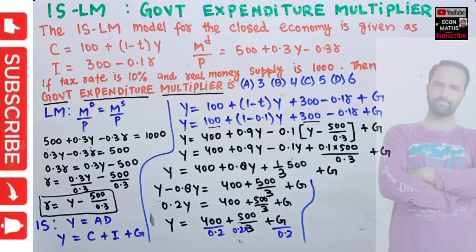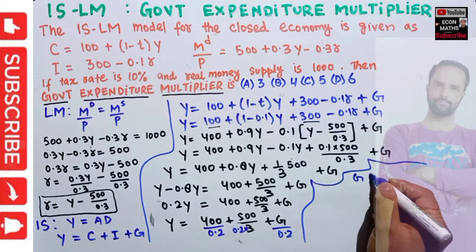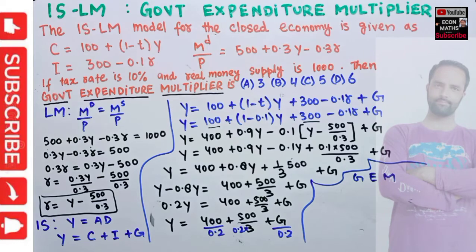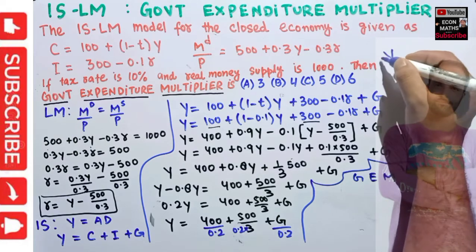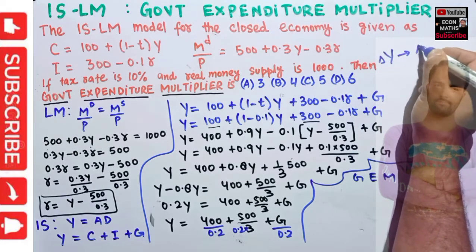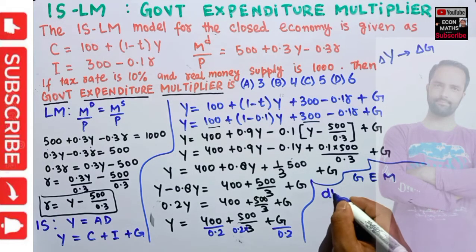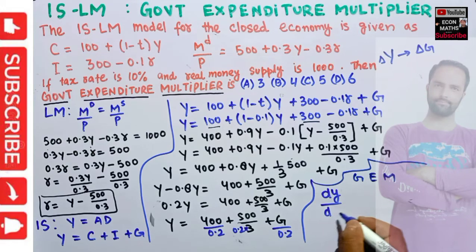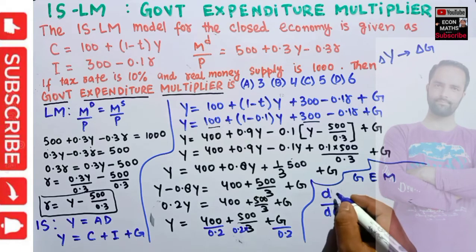Now what is the government expenditure multiplier? The government expenditure multiplier shows us the change in income with respect to change in government expenditure, how our output changes when there is a 1 unit change in government expenditure. That means we need to find out dy upon dg. Let me write it here like this.